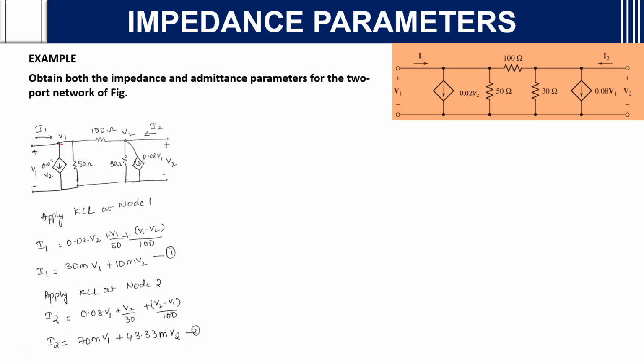By applying KCL at node V1, the incoming current is I1, which equals the outgoing currents: 0.02 V2 plus V1 by 50 plus (V1 minus V2) by 100. So this is the KCL.